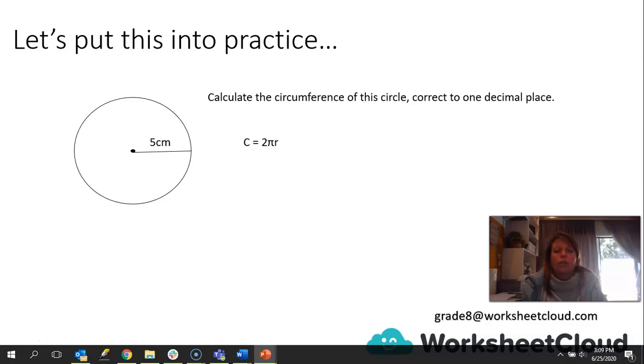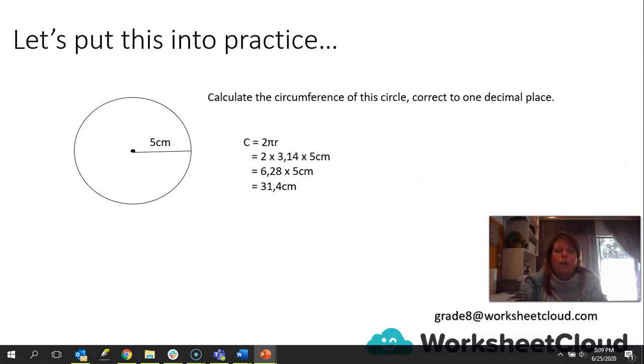Okay, so we're going to go 2 times 3,14 times our radius, which is 5. So 2 times 3,14 is going to give me 6,28. I'm going to multiply that by 5, and we're going to get a radius of 31,4 centimeters. Not a radius, sorry, a circumference. Remember, the circumference is like the perimeter of a circle, but we don't call it a perimeter, we call it a circumference. Okay, so that's quite easy.